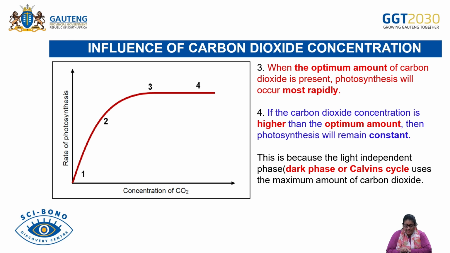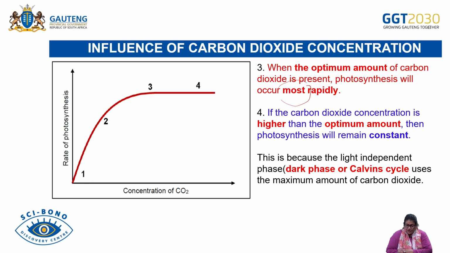Here now we're still looking at carbon dioxide, but now we're seeing when the optimum amount of carbon dioxide is present, that means when the highest amount of CO2 is present, what happens now? The photosynthesis will occur most rapidly. And look at the wording. It doesn't just say photosynthesis will increase. It says photosynthesis will occur most. That means the highest amount of increase. So it will occur most rapidly, or you can say the highest rate of photosynthesis will occur when the rate of CO2 increases to its optimum level. The rate of photosynthesis will also increase to its maximum level.